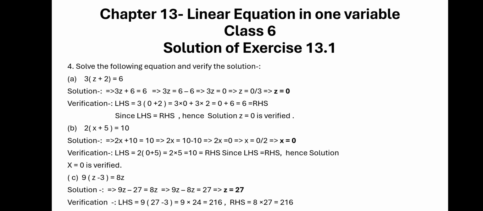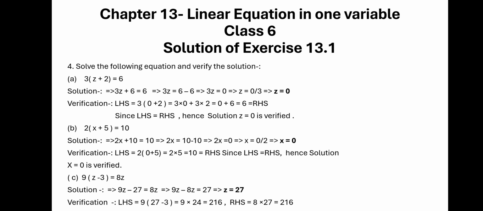So here the solution is z is equal to 0, because 3z equal to 6 minus 6, and therefore 3z will be equal to 0, and therefore 0 upon 3 will always be 0. So z is equal to 0. When you substitute that in the left hand side, 3 into bracket 0 plus 2 is 3 into 0 plus 3 into 2, which is 0 plus 6, which is equal to 6, which is RHS, and LHS equal to RHS. Hence verified that solution z is equal to 0.